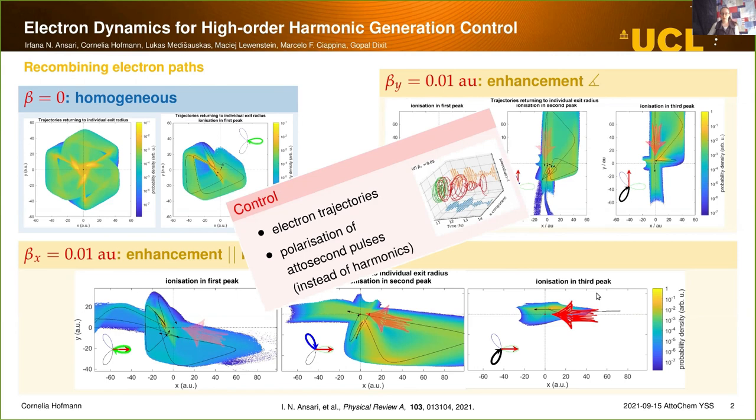What I've shown you here is how the electrons behave, but that then leads to a change in the high harmonic spectrum and also a change in the polarization of individual attosecond pulses in the entire train. And in my breakout room number 4, I will be very happy to discuss all of these details and any other questions you might have.